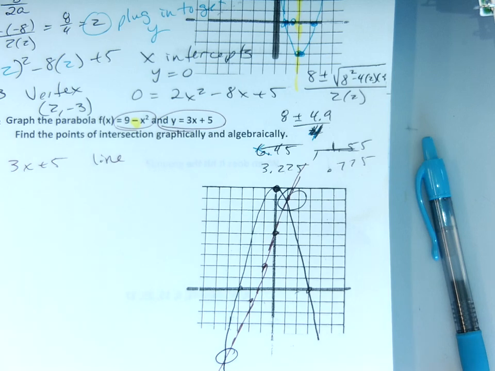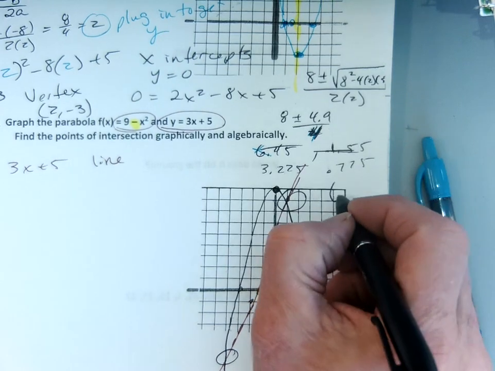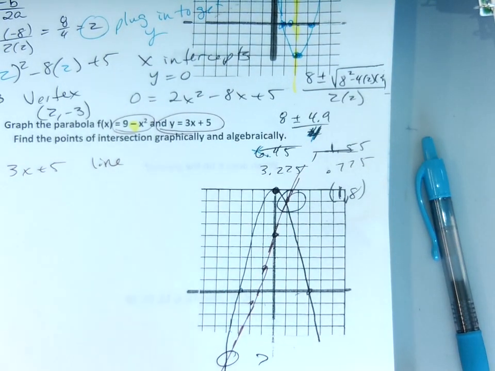So if we want to find out where they intersect, there's graphically, but the graph doesn't show it very well. I'm not sure exactly. I kind of think this one's 1, 8. I think this is point 1, comma 8. I think that's the answer, but I'm not sure about this one here. So I can do it algebraically.